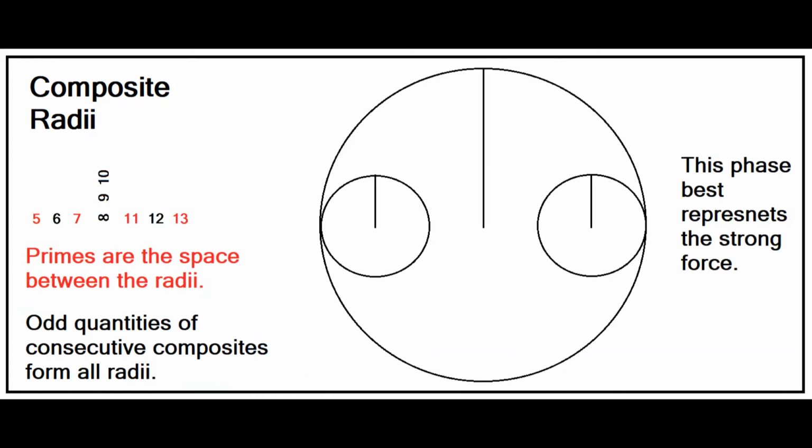By circling these radii, the geometry within our number line emerges. These geometries best represent the strong force. According to Wikipedia, the strong force, or strong nuclear force, holds most ordinary matter together. That's a quote.